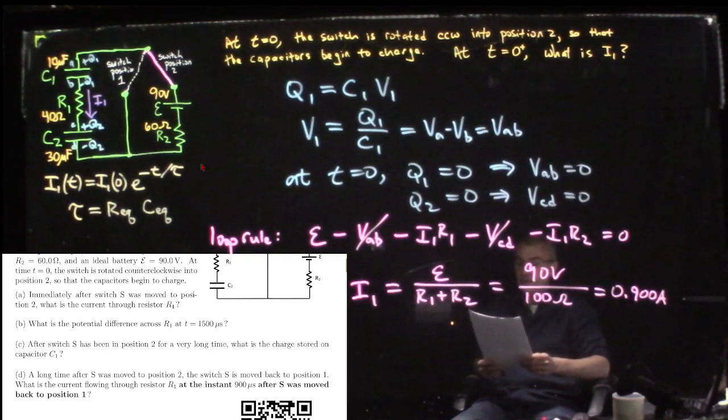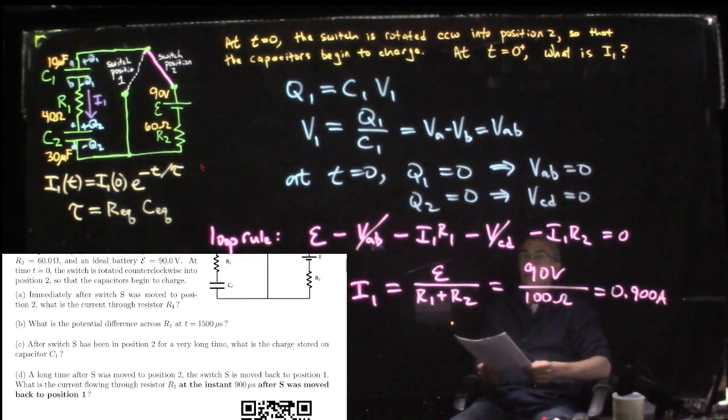The next part of the question asks, what is the potential difference across resistor R1 at time t equals 1500 microseconds? Now, you know the potential difference across R1 is just going to be the current through R1 times the resistance R1. So this question is essentially asking you what's the current through R1 at time 1500 microseconds. And then we have to convert that to a potential difference across R1 by multiplying by the value of R1.